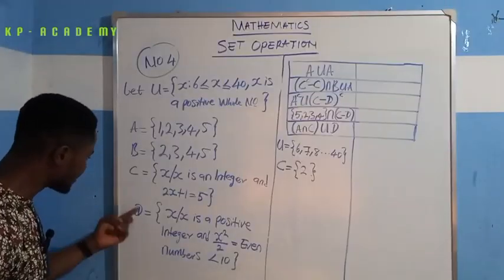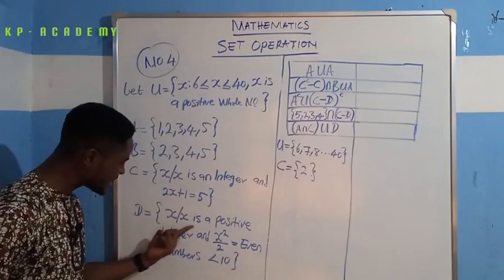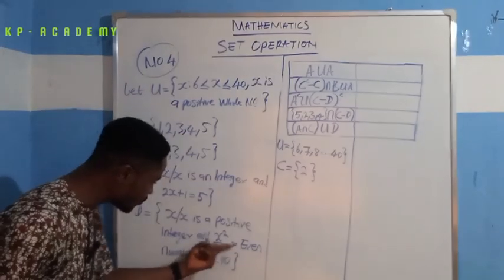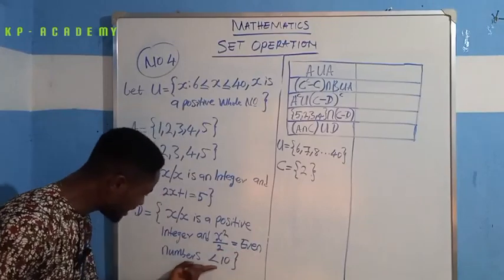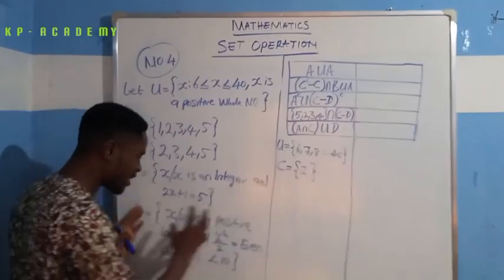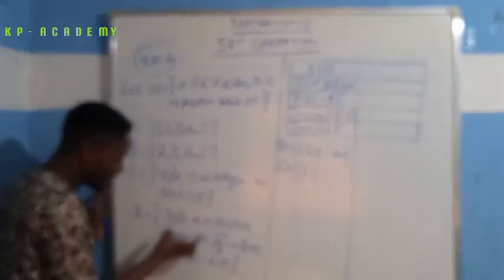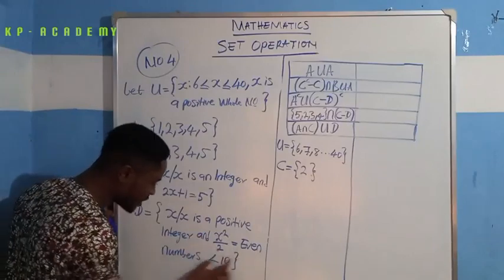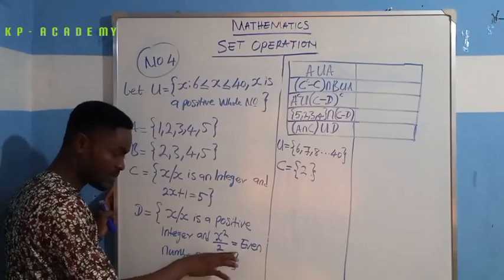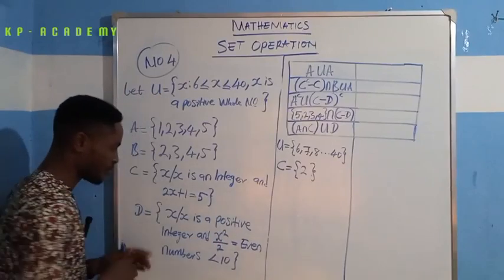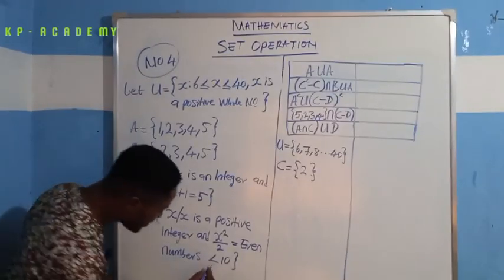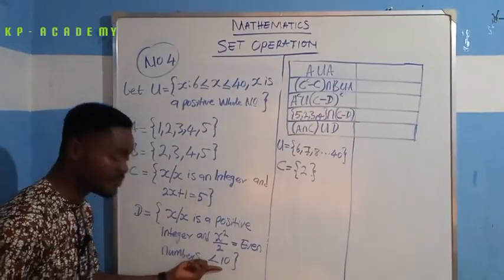Next one, set D. Set D says it's a set of X such that X is a positive integer. Very important. And X squared over 2 is equal to even numbers less than 10. That is, this D is the set of X such that X is a positive integer, and whatever X will be, when you square it and divide by 2, it will give you an even number that is less than 10. Very important. So 10 is not included. So remember that this symbol is very important. Had it been the symbol with an equal sign here, it would mean that 10 will be inclusive.